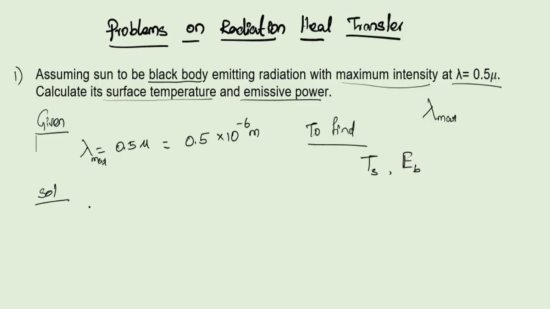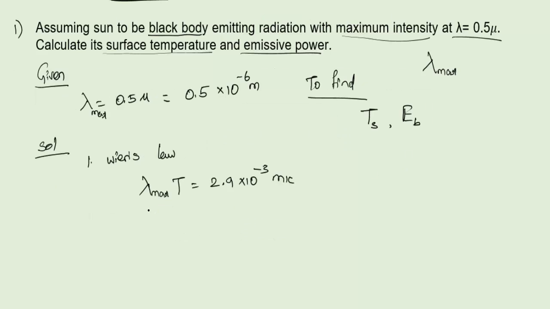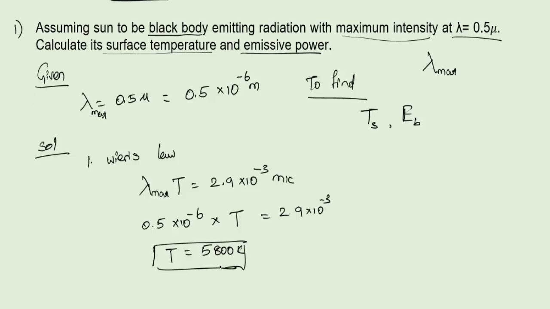In the solution, first thing, from Wien's law, you know that lambda max into T equal to 2.9 into 10 to the power minus 3 meter Kelvin. In this formula just substitute lambda max as 0.5 into 10 to the power minus 6 meters, and T is the surface temperature you have to find out, equal to 2.9 into 10 to the power minus 3. So if you calculate, you will get T equal to 5800 Kelvin, which is the surface temperature of the sun.